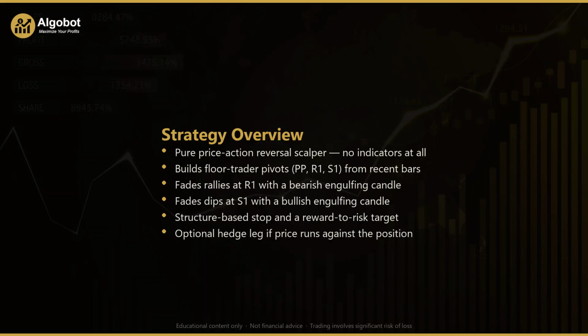Every entry carries a fixed stop placed beyond the engulfing candle's extreme and a take-profit set by a reward-to-risk ratio. There is also a hedge component. If price keeps running against an open trade past a configurable fraction of the stop distance, the strategy opens an opposite hedge leg to help cap the drawdown and follow the continuation. In terms of who it suits, this is an educational example aimed at traders who want to study how pivot levels and reversal candle patterns can be combined inside an automated system. As always, trading involves risk, and losses are a normal part of any approach.